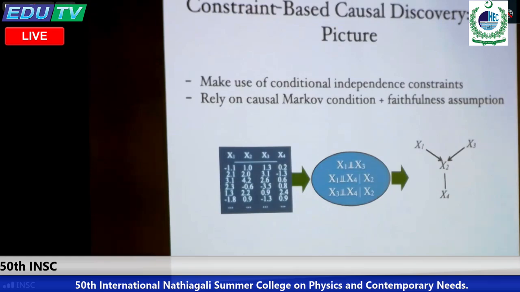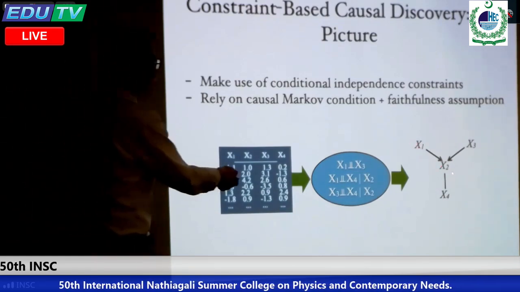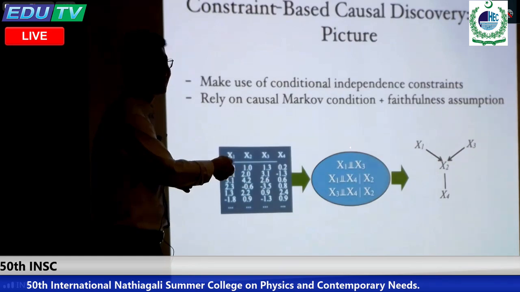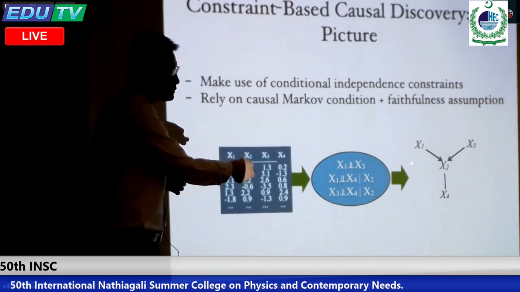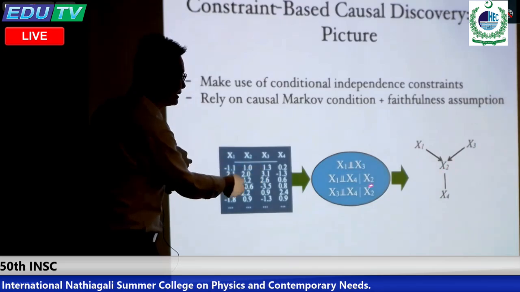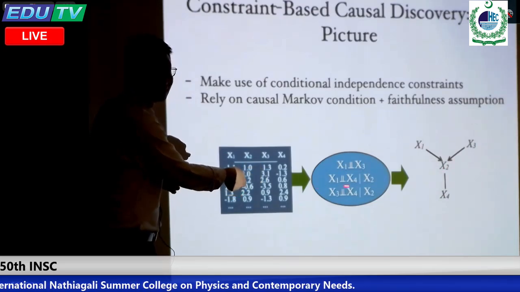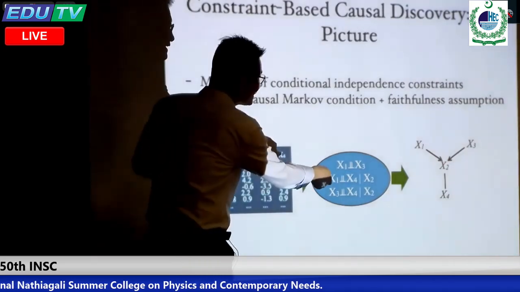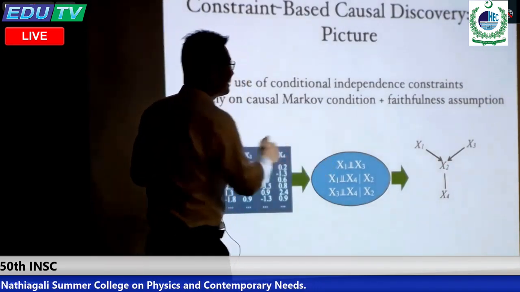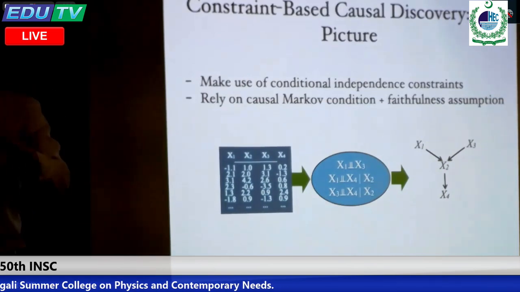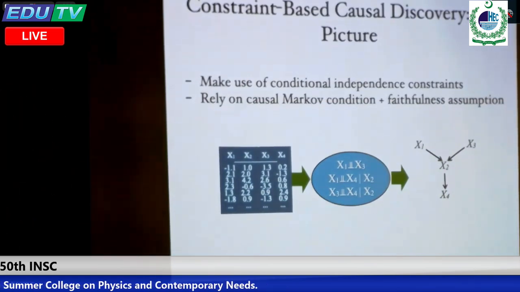Why? Because we know X1, X2, X4 do not form a V structure. Because if this is a V structure, then X1 and X4 would be independent without conditioning on X2. That's not true, right? So we know it's not a V structure. If this is not a V structure, then this direction cannot go this way. It must go this way, right? It's called orientation propagation. You can propagate the direction information.